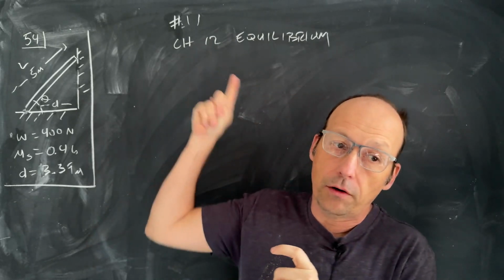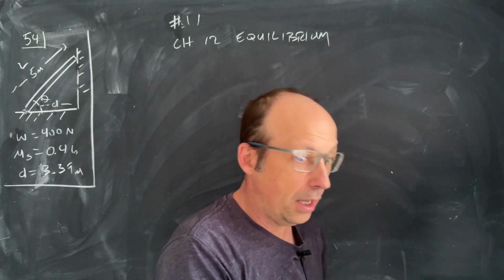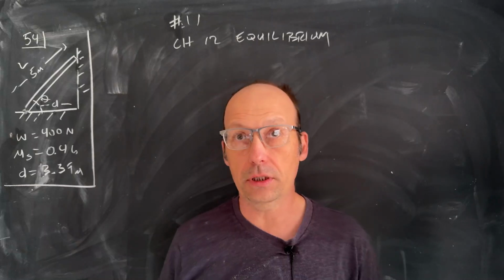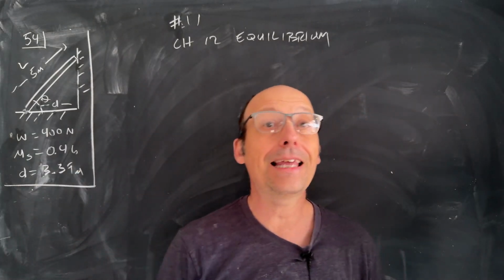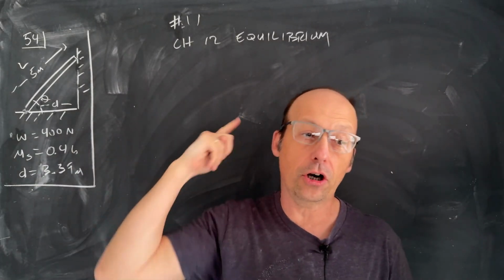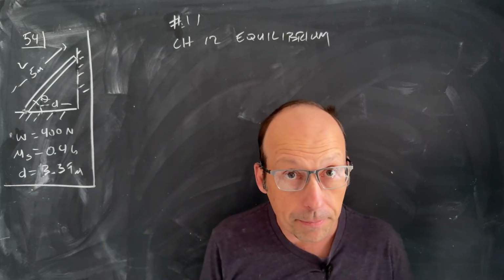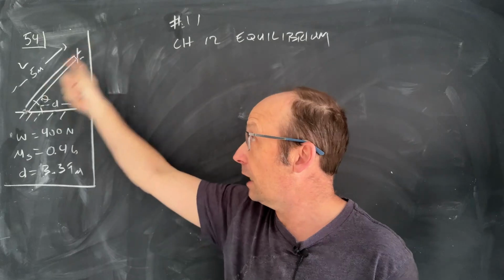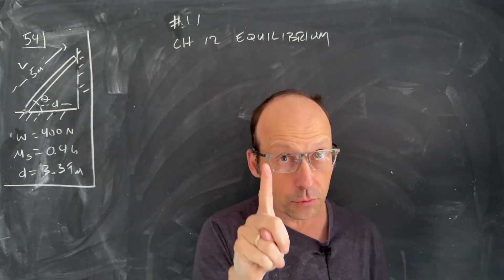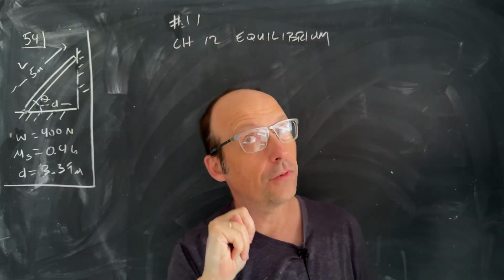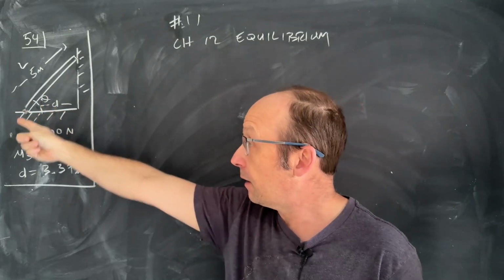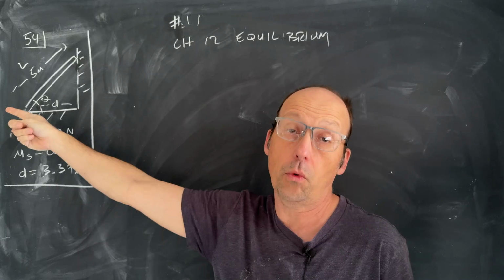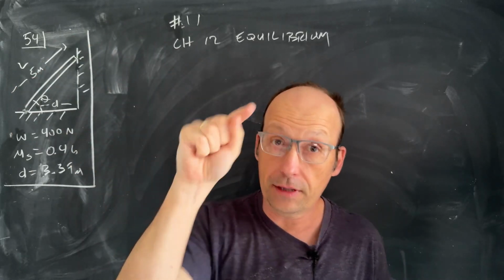So we're in chapter 12 in this textbook, Halliday Resnick and Walker, 9th edition. The title of the chapter is Equilibrium and Elasticity. So let me get to the problem, and then I'll talk about those two things, and then we'll do the problem. So the problem is number 54 from the chapter, and there's a ladder leaning up against a wall. It's a frictionless wall, which is very important, otherwise it makes it very difficult. And we know the coefficient of friction on the ground. The question is, how far can you put the base of the ladder from the wall and not have it fall over? So that's the problem we're going to solve.